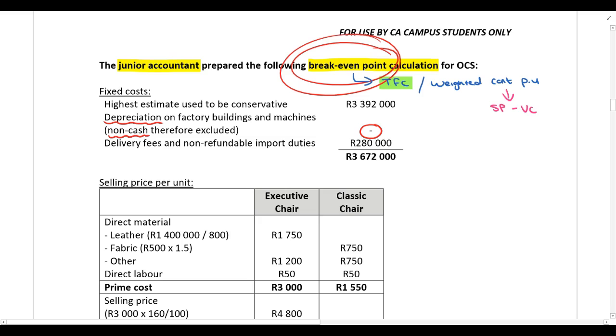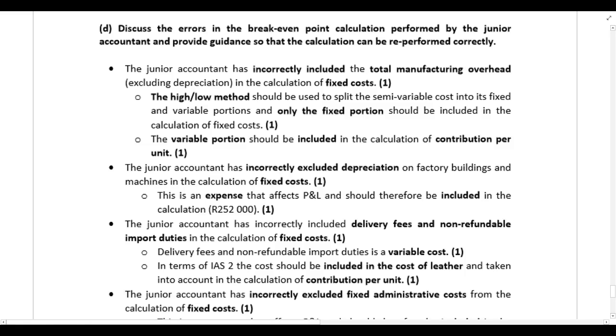So make sure you answer the required correctly. First, what did he do incorrectly? He has not included depreciation in the calculation. What should he do? Depreciation is an expense that affects profit and loss, so it must be included in the calculation. So let's just jump to the suggested solution. We can mark these things off as we go.